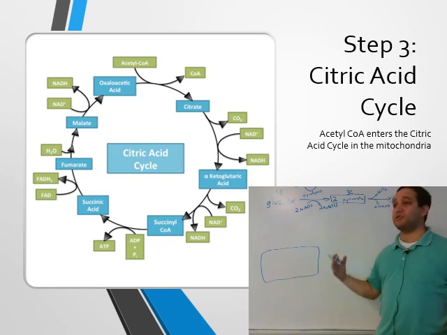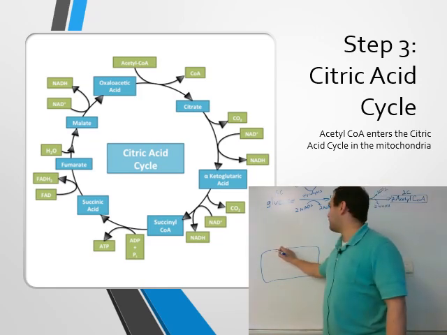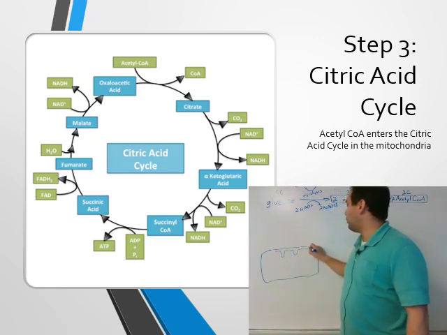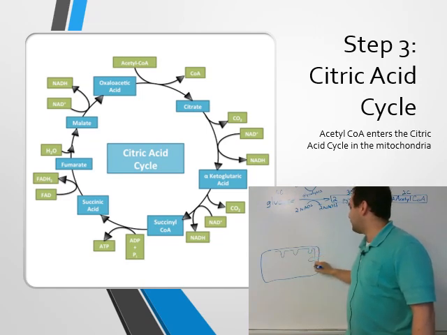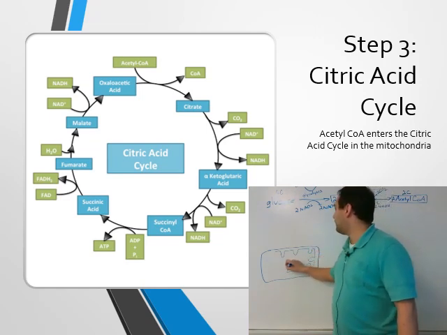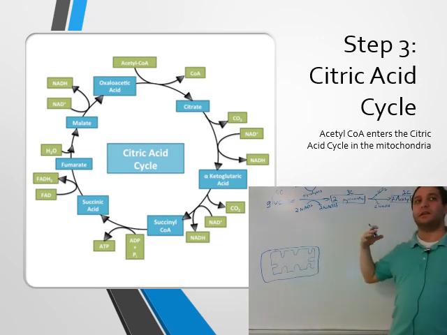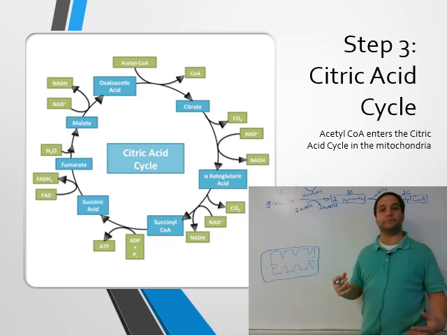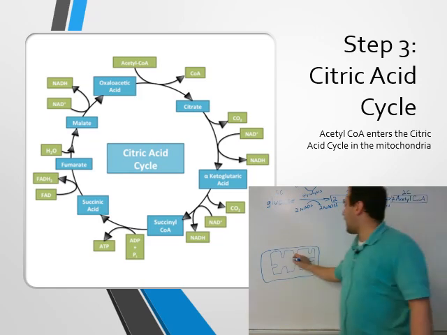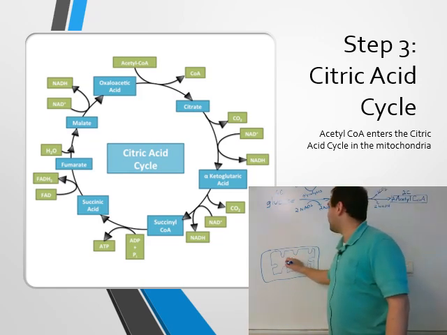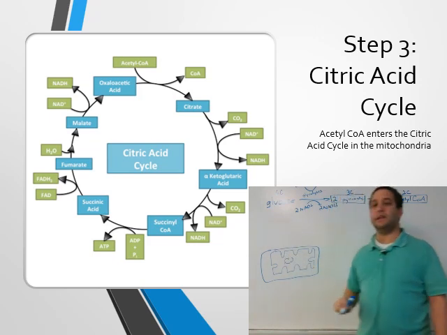Now, the mitochondrion has this double membrane that's got all these twists and turns. What do those twists and turns do? They increase the surface area, because it's at each of these twists and turns that some of the reactions we're going to go into happen. This Krebs cycle happens inside the mitochondria, in the middle.